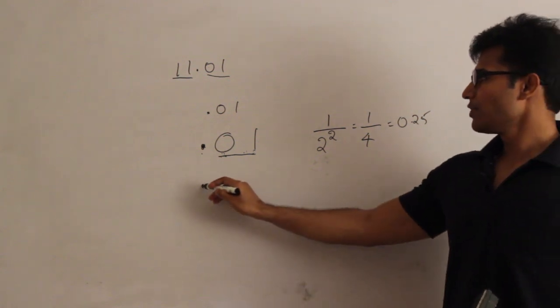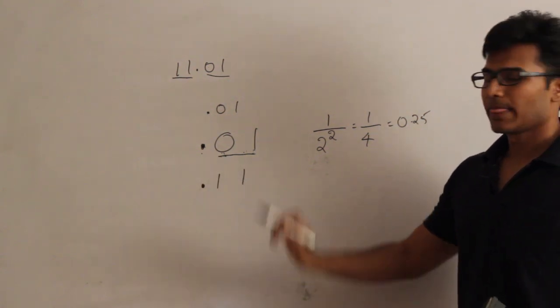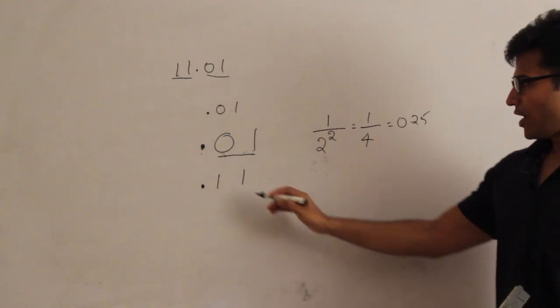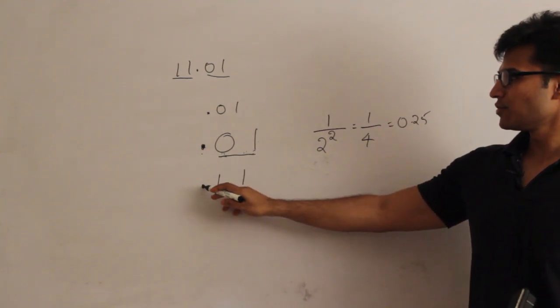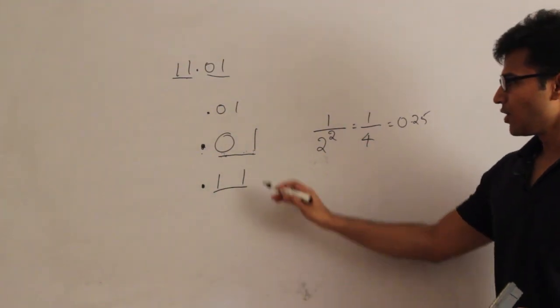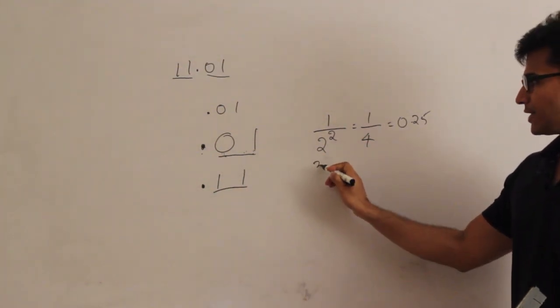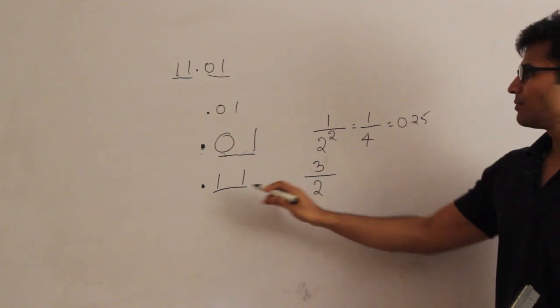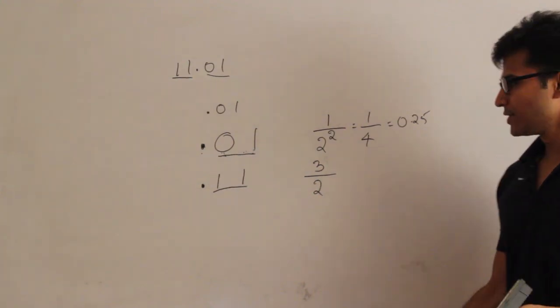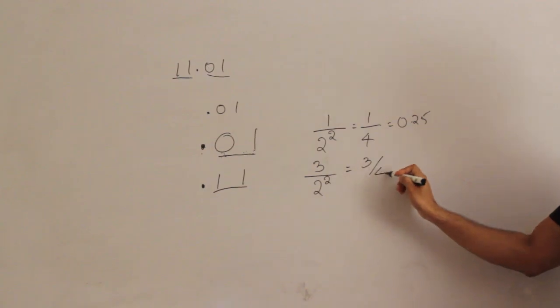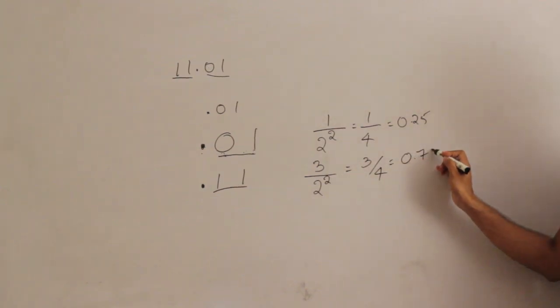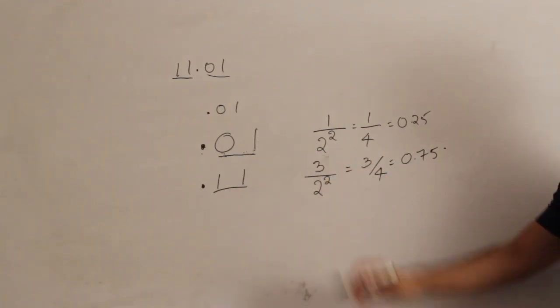For example, if I have 0.11, what is the value of it? Find out the decimal value of this number, assuming that there is no decimal point. So what is the decimal value of this 11? It is 3 upon 2 to the power of how many bits are there after the dot? There are 2 bits, which means 3 by 2 square, which is nothing but 3 by 4. So that is nothing but 0.75. So we are going to apply this method.